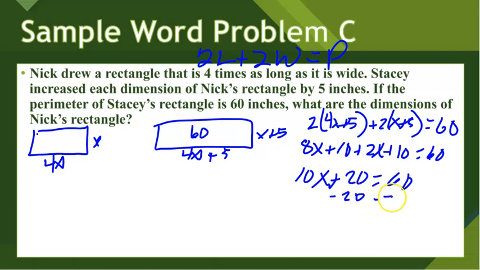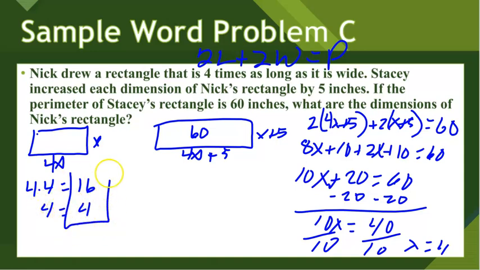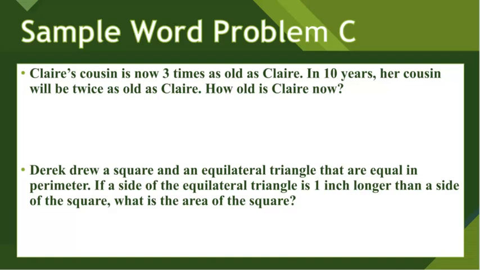Subtract 20 on both sides. Now left with 10x equaling 40. Divided by 10, x is going to equal 4. So if x is 4, the dimensions of Nick's is 4 times 4, which is 16, and 4, which is 4. So the dimensions would be 16 inches and 4 inches. And our last one's Claire's cousin is now 3 times as old as Claire.